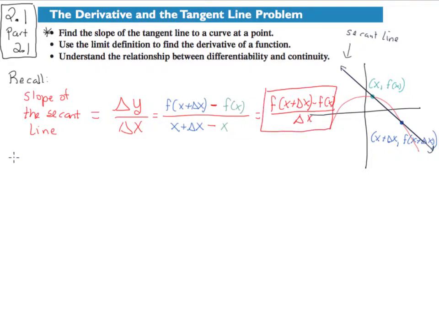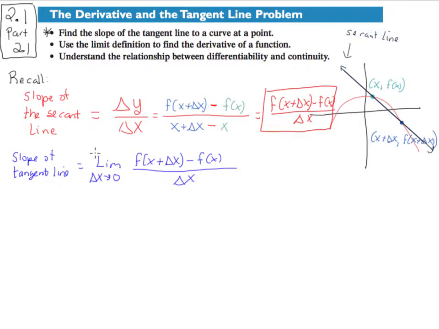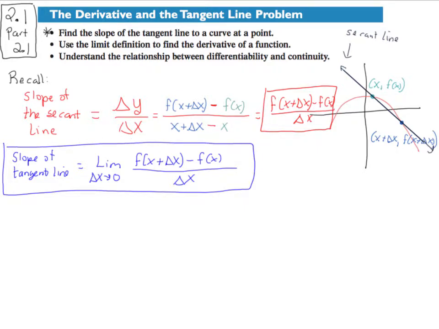The second thing we learned last class is how to find the slope of the tangent line at a given point. All we did was take that secant line equation and move one point closer and closer to the other point, so close that our delta x approached 0. The change in x approaches 0. So our equation for the slope of the tangent line is the limit as delta x goes to 0 of f of x plus delta x minus f of x over delta x. These are two essential equations you must learn and must memorize.